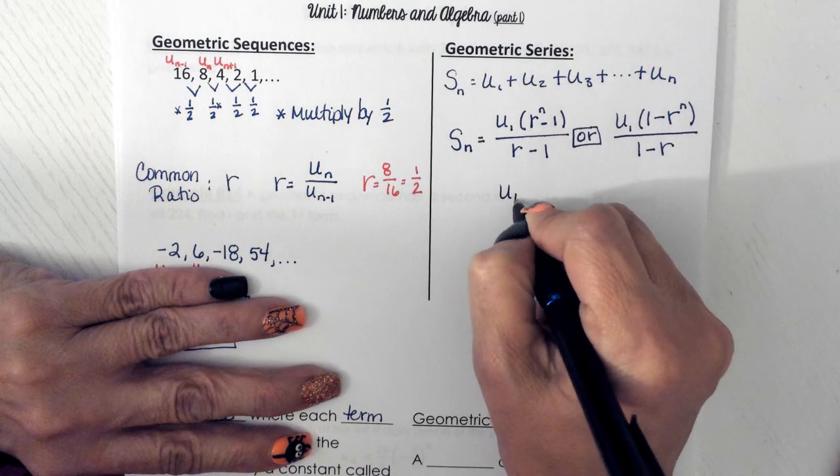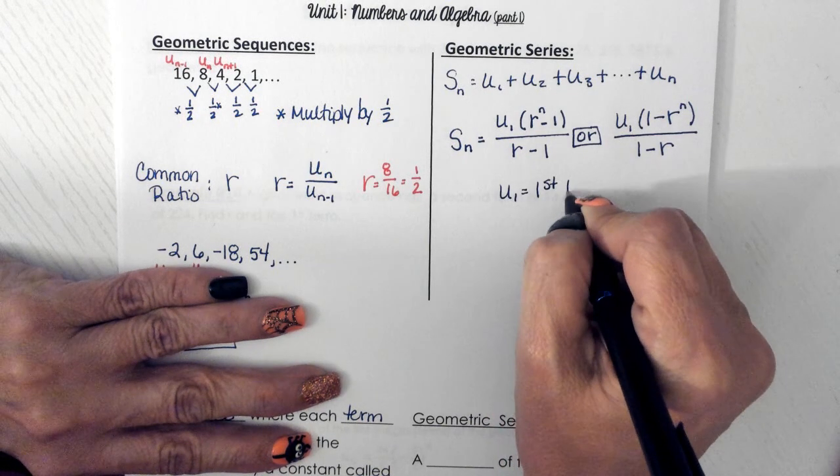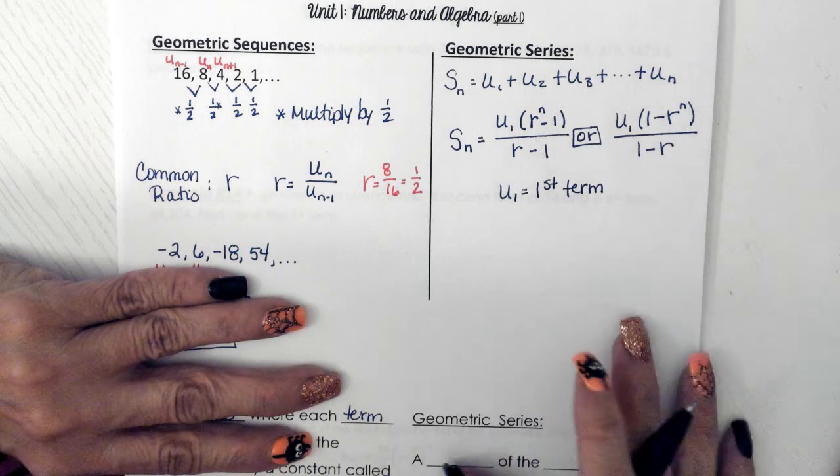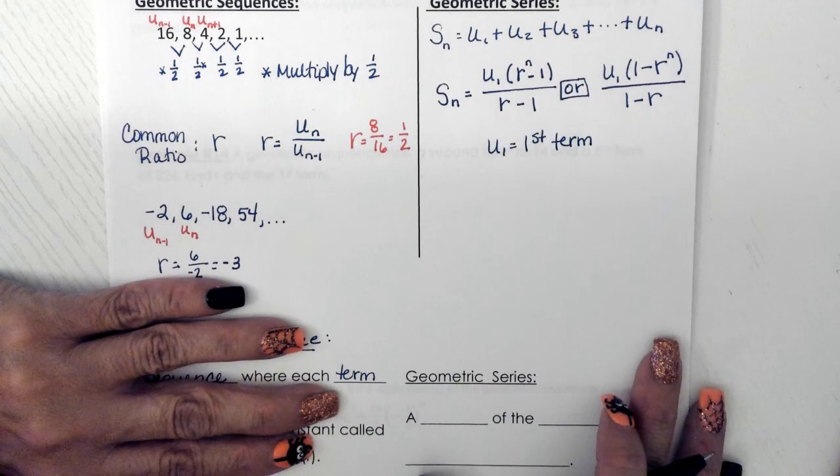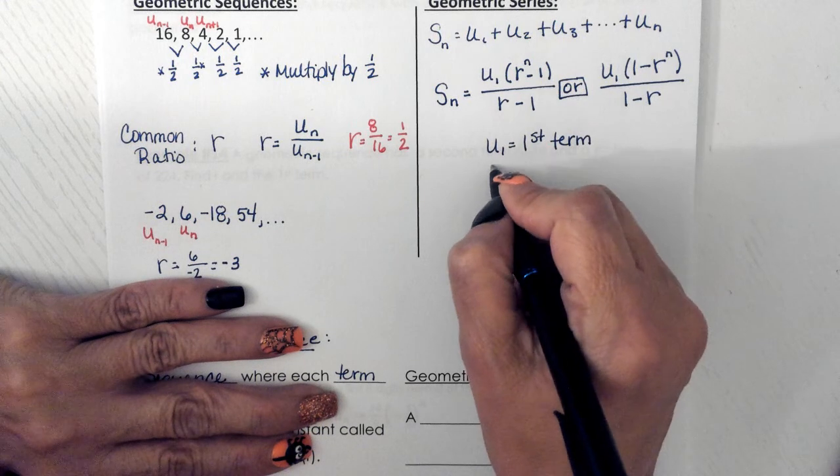All right, U sub 1 equals the first term. I don't have a good rhyme or reason, I tend to always use the first one, and it tends to always work out. R equals the common ratio.